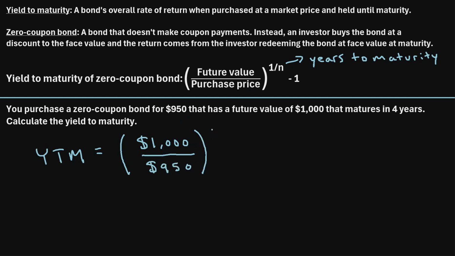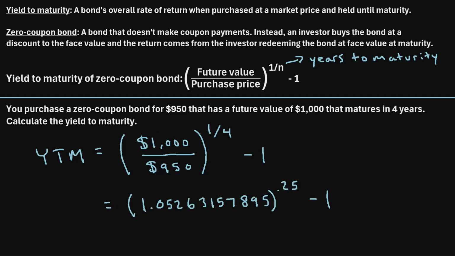And then we're raising this to the power of 1 divided by n, where n is the number of years to maturity. So we're told that this bond matures in 4 years. So we'll say 1 divided by 4. And then lastly, we subtract 1. So if you punch this into a calculator, you get this inner portion of the parentheses comes this long decimal, and then we're raising that to the power of 0.25, which is the same as 1/4 as a decimal. So if you punch that into a calculator, here's what you get.